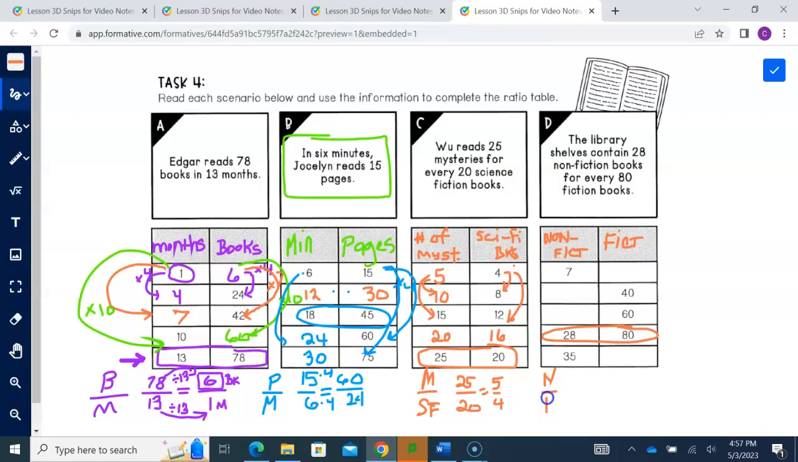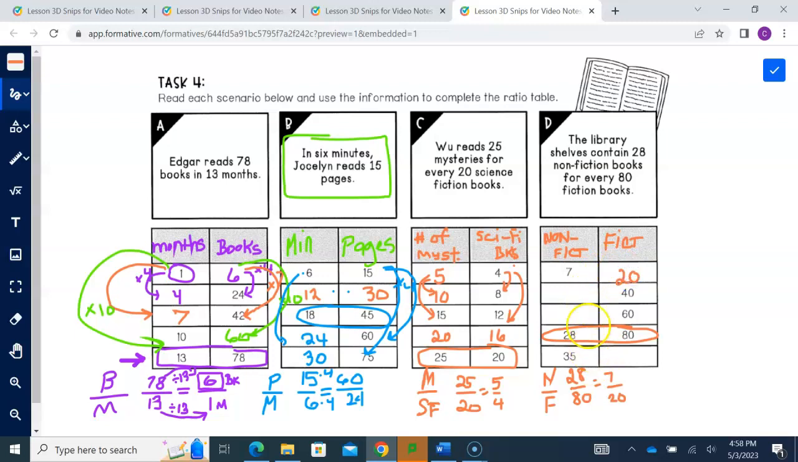And I know it's 28 to 80, or I'll put nonfiction over fiction. We'll help you get started on this. And once we get started on this, I want you to complete it and then check with the video when you're done to see if you've got it. So nonfiction, it was 28 to 80. Well, I do highly recommend you try to put that in lowest terms. The GCF of 28 and 80 is 4. 28 divided by 4 is 7. 80 divided by 4 is 20. So for every 7 nonfiction books, they read 20 fiction books.